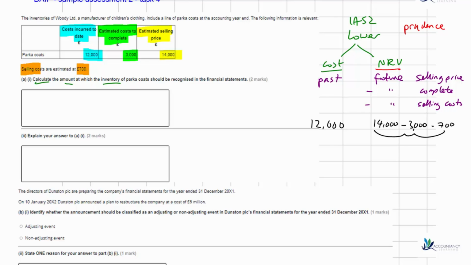So the combination of all these things mean that the net realisable value is £10,300. This is lower than the cost. So that tells us that we're not going to recover the full amount of the cost, and therefore we should show the inventory at the £10,300.